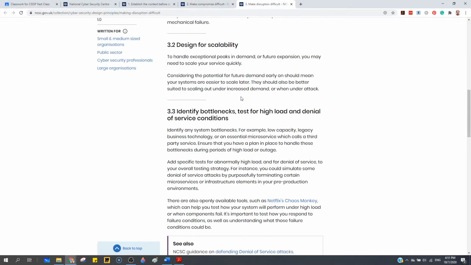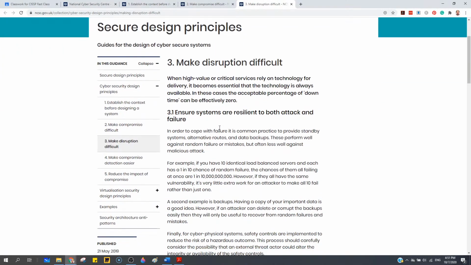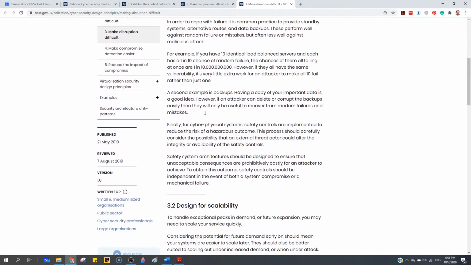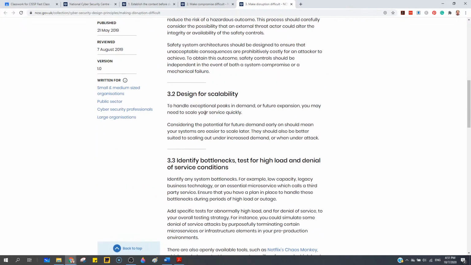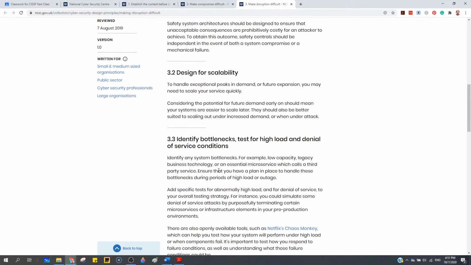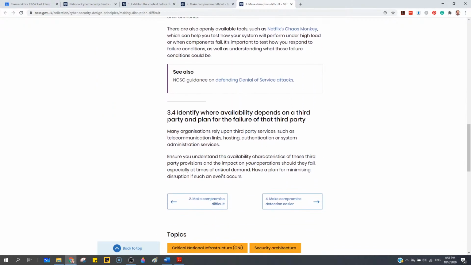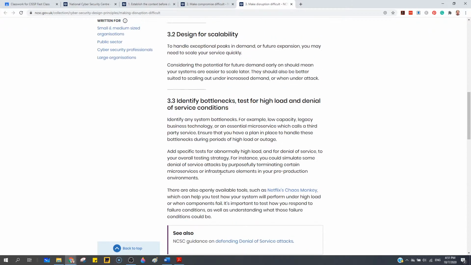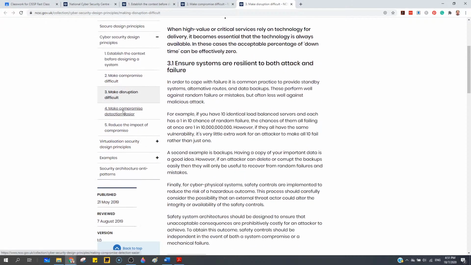The third is having a total of 4 categories. Then make the disruption difficult. Ensure systems are resilient to both attack and failure using redundancy, using different techniques. Then design for scalability. Identify bottlenecks. Test for high load and denial of service conditions. And the fourth one says identify where availability depends on a third party and plan for the failure of that particular third party. So these are the 4 principles they have given in this one.